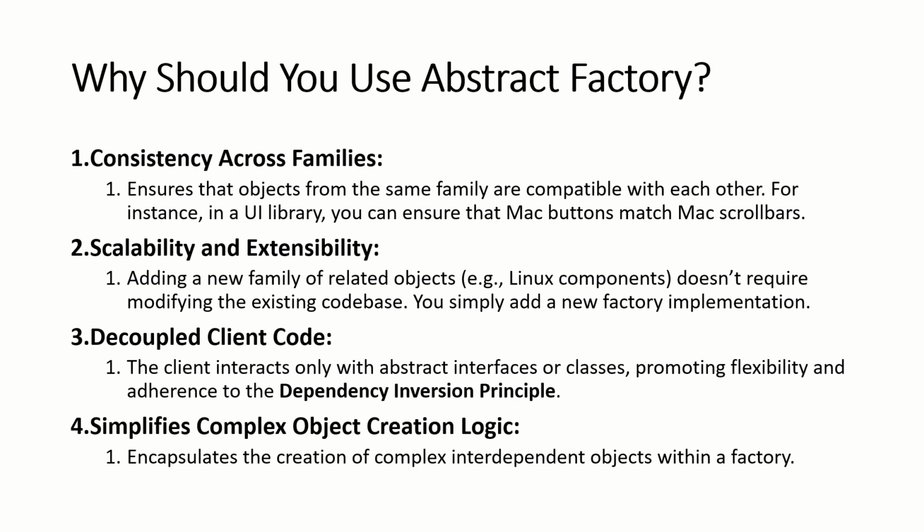Okay. Now the third feature is decoupled client code. The client interacts only with the abstract interfaces of the classes, promoting flexibility and adhering to the dependency inversion principle. Okay. Now the fourth one is that it simplifies complex object creation logic. It encapsulates the creation of complex interdependent objects within a factory. Okay, so these are the key features of why one should use the abstract factory. The first thing, consistency across families, scalability and extensibility, decoupled client code, and simplified complex object creation logic.